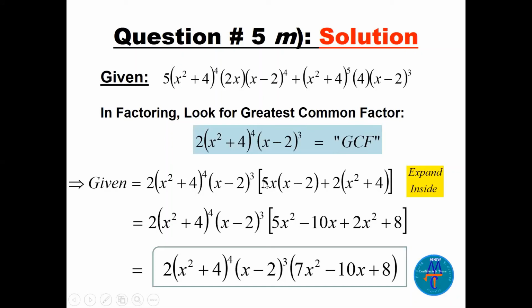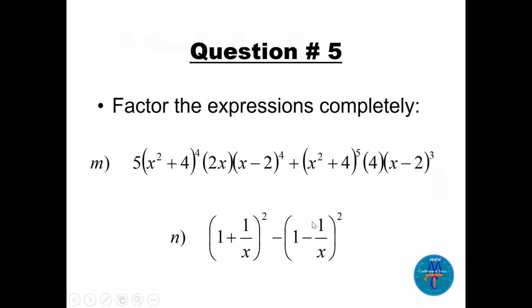All right, now let's multiply: 5x squared minus 10x, 2x squared plus 8. We can add like terms here. x squared with x squared is 7x squared, minus 10x plus 8. That's the complete answer. Remember, this is the whole complete answer for part M. That's the ugly part. Let's see the easy one.